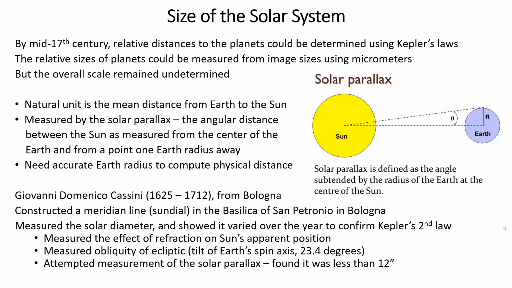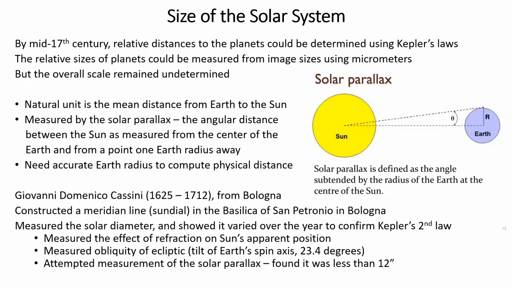Giovanni Domenico Cassini from Bologna constructed a meridian line or sundial in the Basilica of San Petronio in Bologna. It's a magnificent construction that I visited. He measured the solar diameter and showed how it varied over a year and confirmed Kepler's second law. He measured the effect of refraction on the Sun's apparent motion, which is an important part of measuring real positions in space as opposed to apparent positions in the sky.